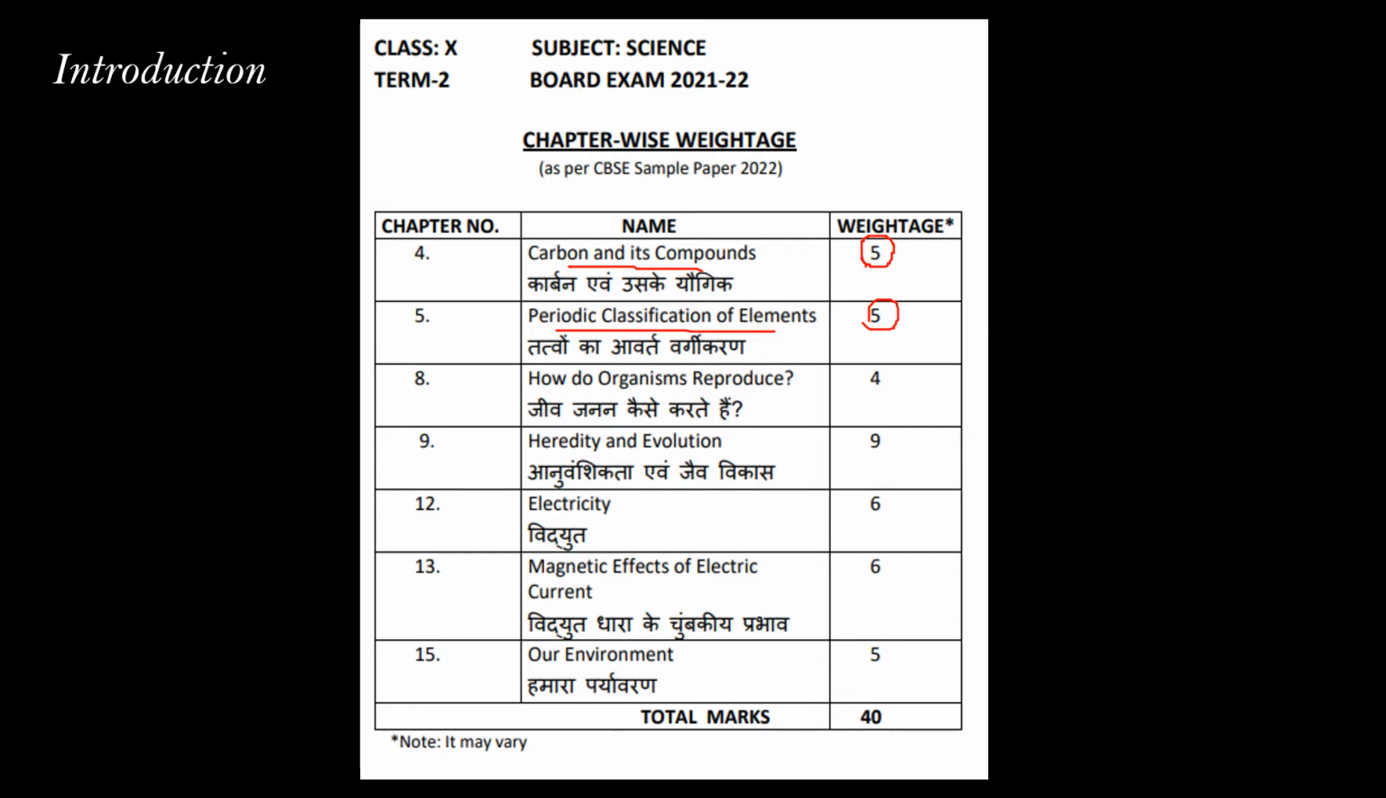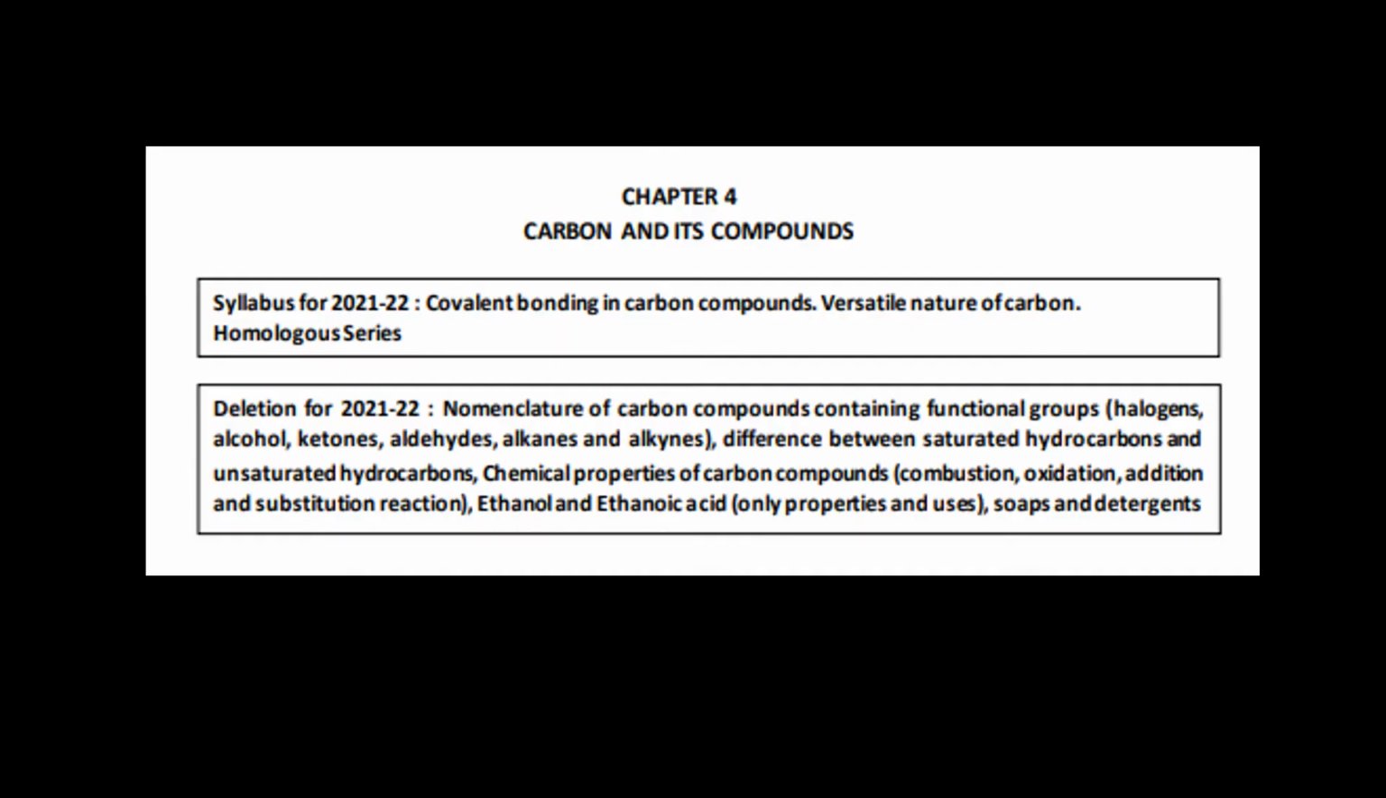Yeah, it may vary. Total 40 marks, as you know. So here we are going to discuss carbon and its compounds at a glance. What are the questions you can expect from this chapter? How do you want to treat this chapter to score complete marks from it? Okay, so we are going to see.